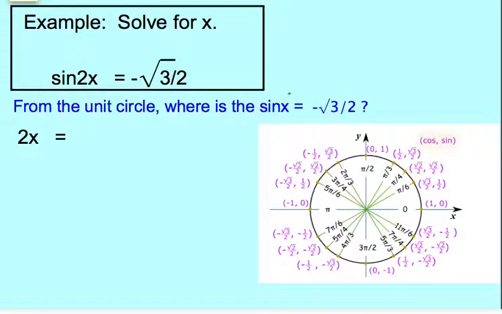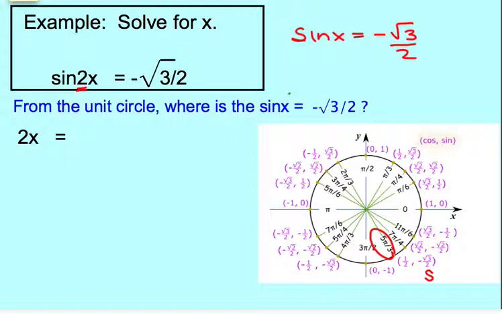Example, solve for x. We give you the sine of 2x equals the negative square root of 3 divided by 2. So we're going to first just ignore this number 2 for a moment, and we're going to think about when does the sine of x equal negative square root of 3 over 2. So I have my unit circle here just to help you make this go a little faster. Remember, the sine represents your y value on your unit circle. So we have that angle 5 pi over 3.